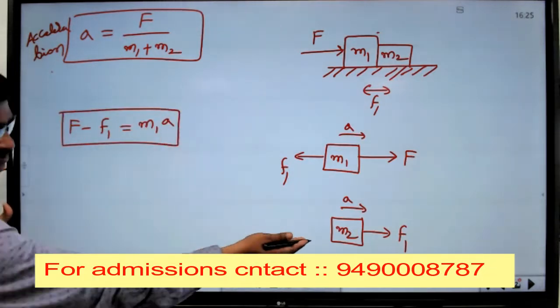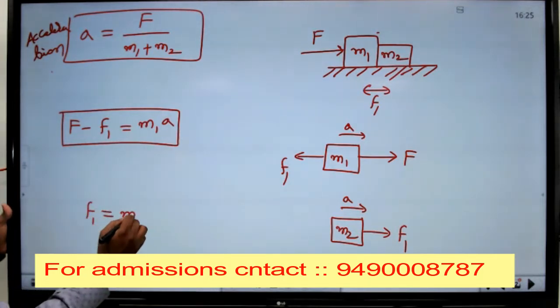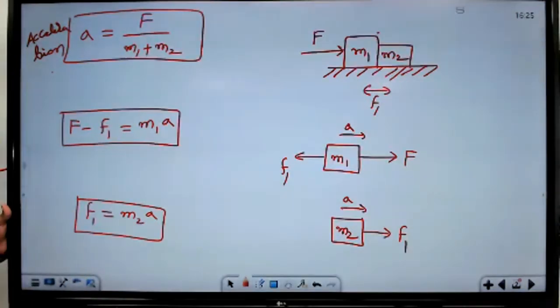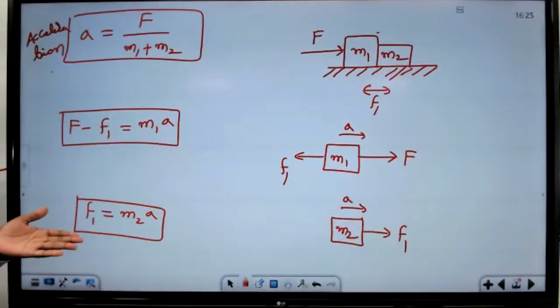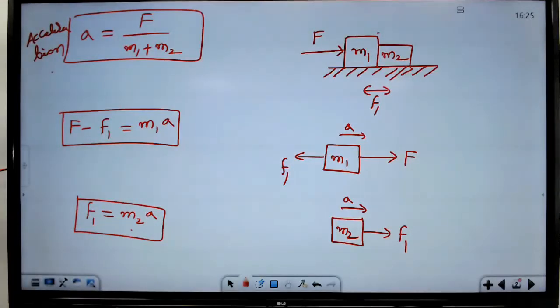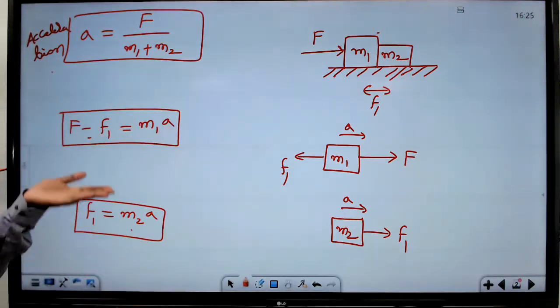Now for this diagram, F1 equal to M2 into A. Now what is the value of contact force? This is the equation for contact force. F1 is the contact force. If they ask about the contact force, then substitute the acceleration here, then you will get the value of contact force. Or if you know capital F and A, then substitute here. Same value you will get.